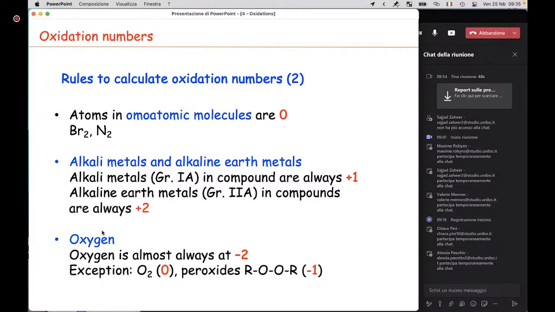group 1A, the first column, are always +1, while alkaline earth metals, group 2, called 2A, column 2, are always +2. Again, this is already known that oxygen is almost always -2, except in oxygen molecules, where it is 0, and in peroxide. Peroxides are compounds where we have two, usually organic, residues and an oxygen-oxygen bond.